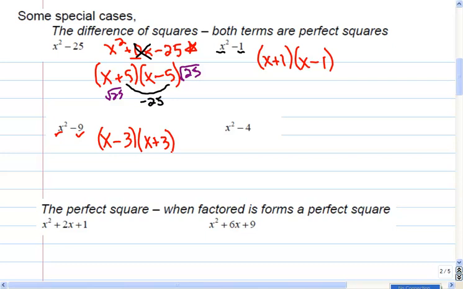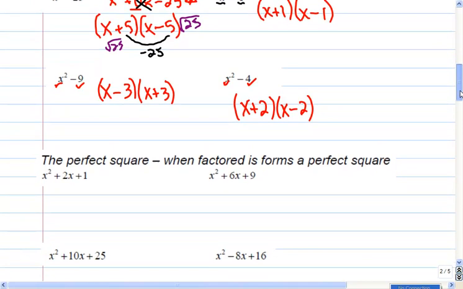Same thing here, perfect square, perfect square. So very quickly, x plus 2, x minus 2. So it's handy if you recognize the pattern. It's a lot less work to do there. It's a lot quicker. Okay.